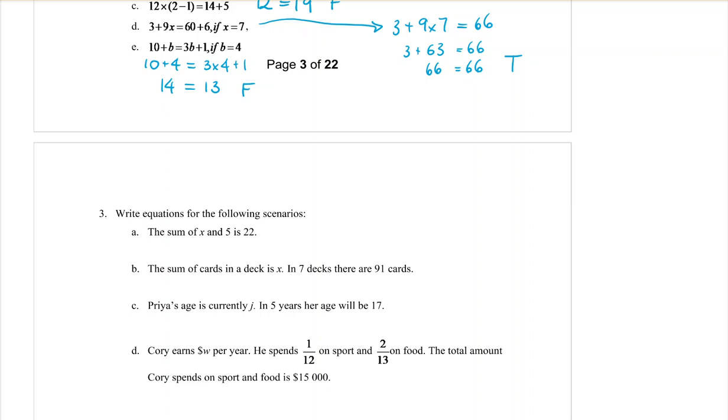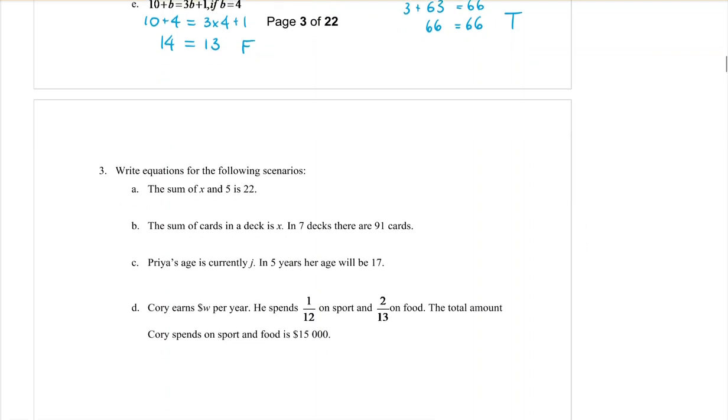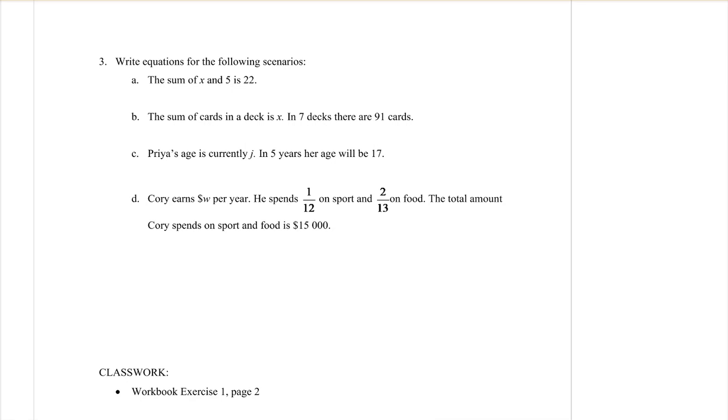In question 3, we are asked to write an equation for the following scenario. You are not being asked to write down what the solution is. Okay, we're practicing trying to make an equation. So I want to write an equation for the sum of x and 5, which is 22. So we learnt in our last topic, sum means to add, difference means subtract, product means to multiply. A lot of those kind of words will be in here again.